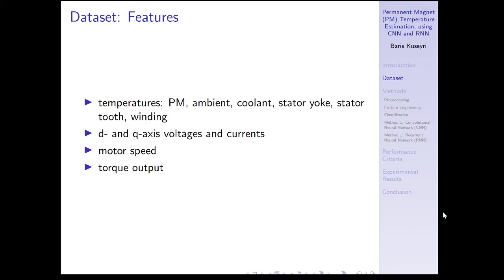The observations obtained are given here. They include temperature data of the permanent magnet, the ambient temperature, the coolant temperature, and stator yoke, tooth temperatures and windings. Additionally, there are data on D and Q axis voltages and currents, and motor speeds in rounds per minute, and torque output.